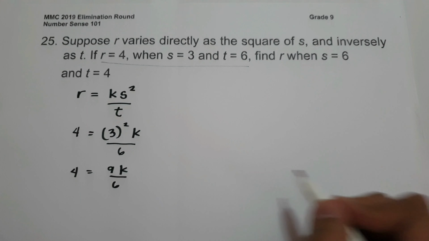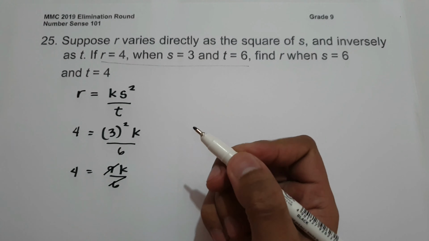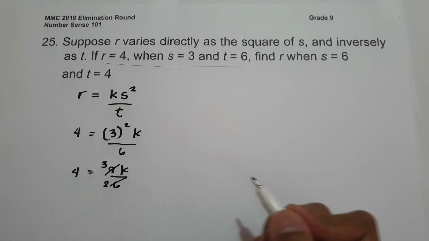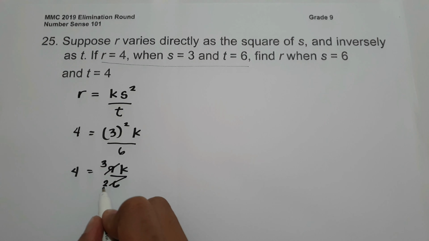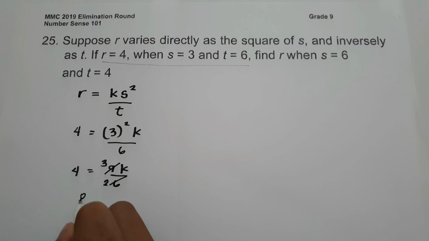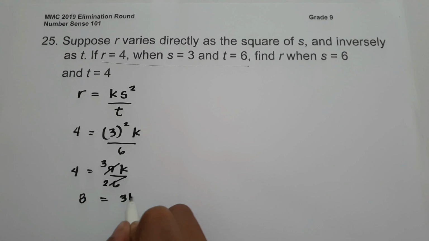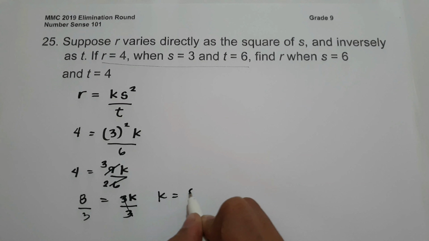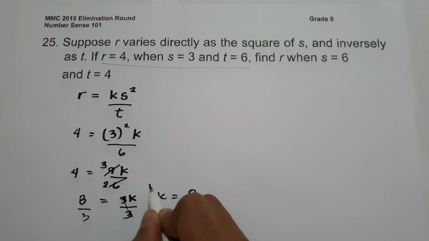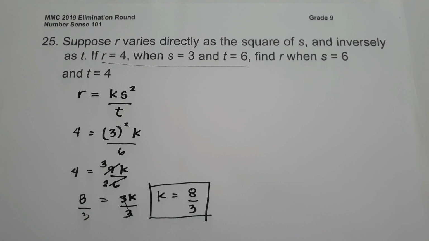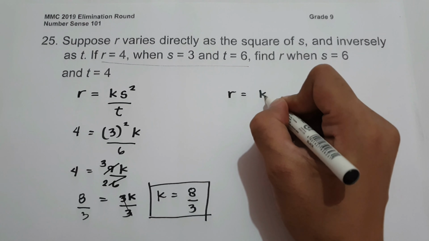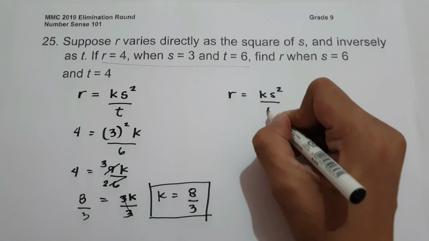So we can cancel 9 and 6. So therefore, 9 becomes 3 and 6 becomes 2. It will give us 2 multiplied by 4, that is 8, equals 3k. We are going to divide both sides by 3. So the value of k is 8 over 3. And let us use this one to find the value of r. So let us have r equals k s squared over t.